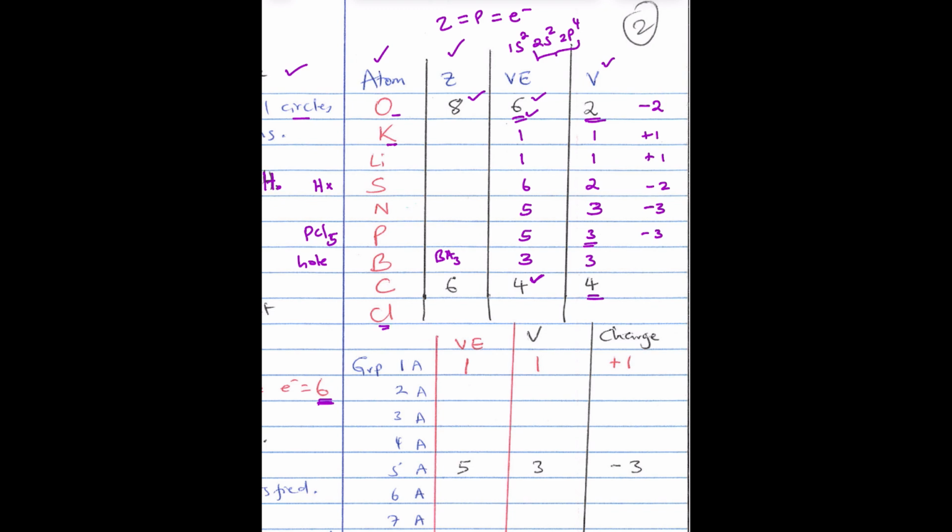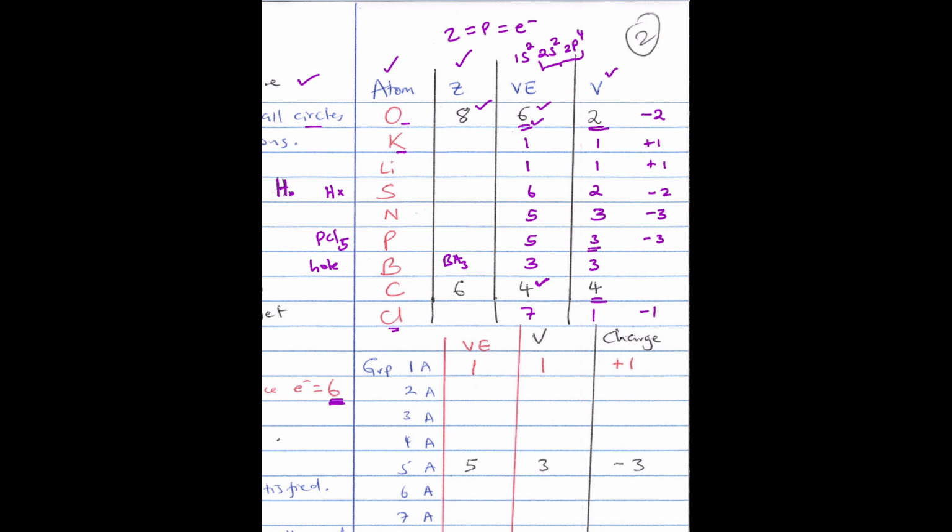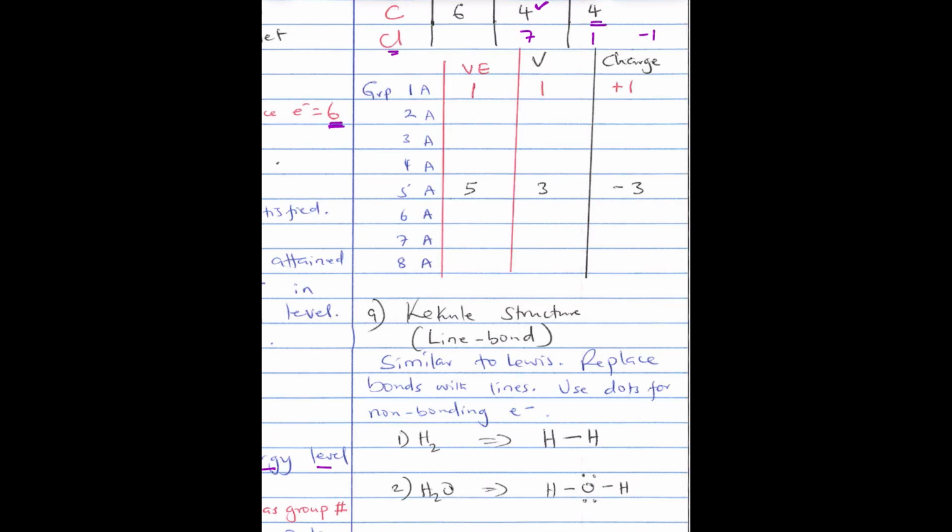Chlorine, group 7A, has 7 valence electrons, and because of that you only need 1 more bond to form an octet, and therefore it will form 1 bond, and the charge will be -1. So we already covered charges.